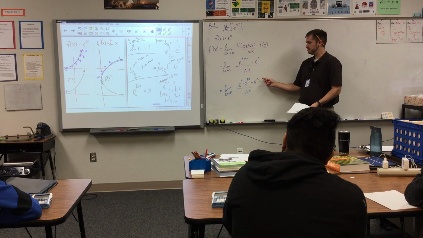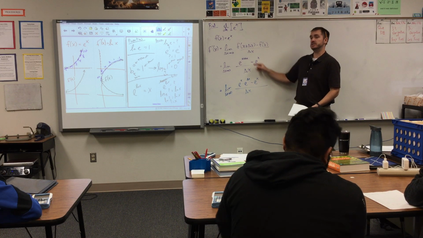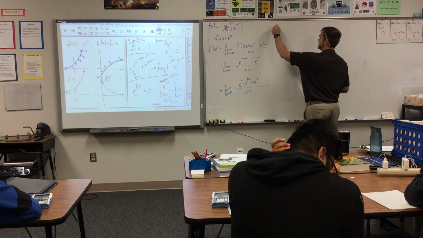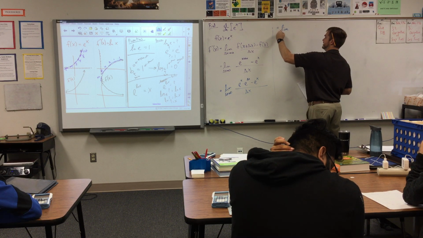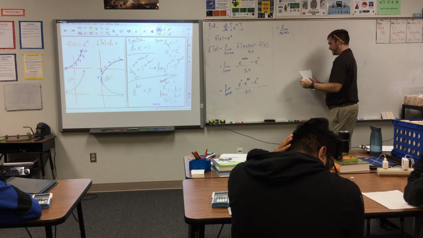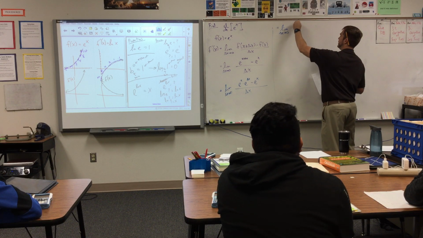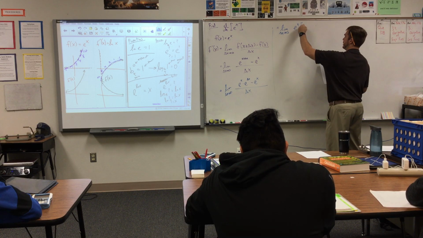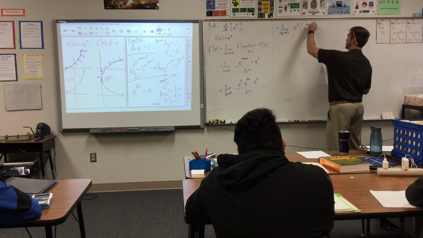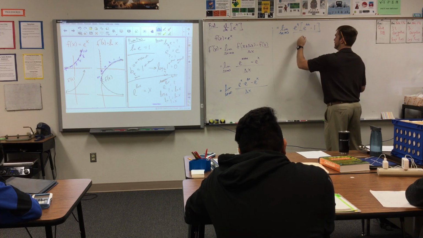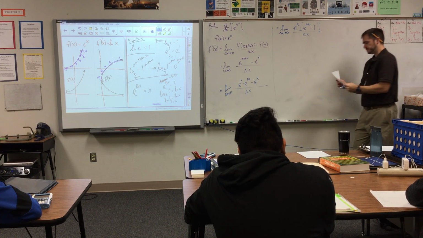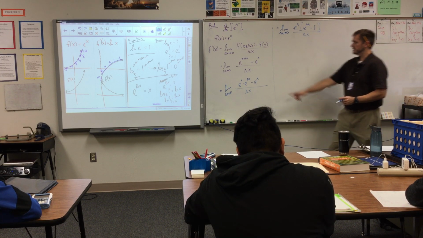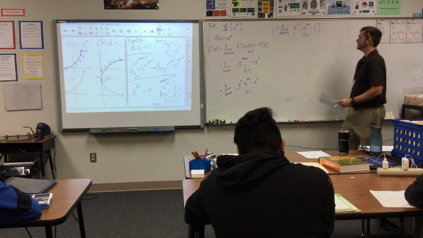And that means we can factor out an e to the x. All right? So we've got e to the x times, I'll put a bracket, e to the delta x minus 1 over delta x. So you see I'm just factoring out an e to the x.